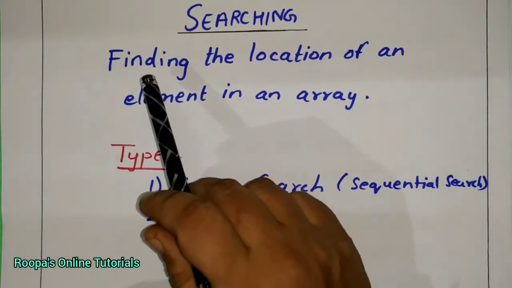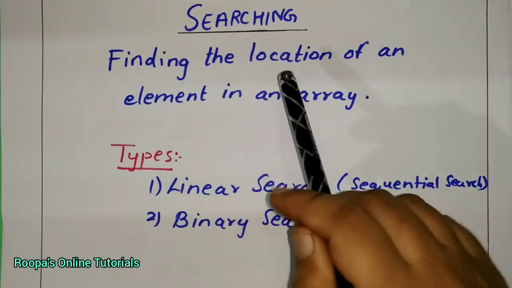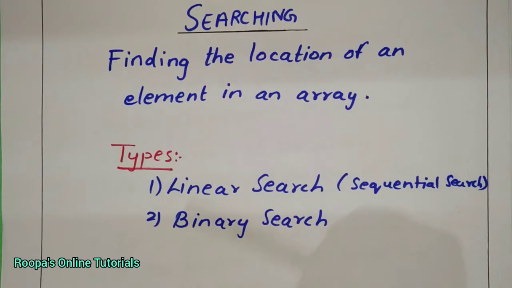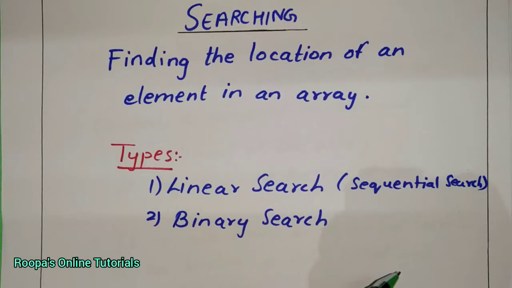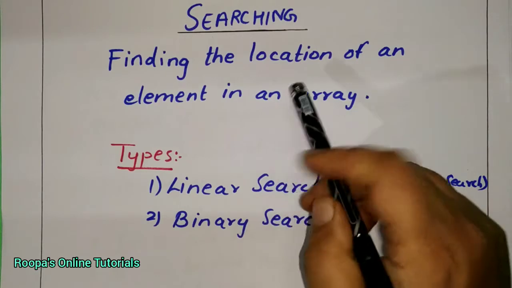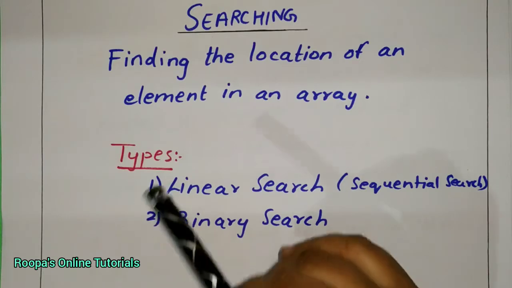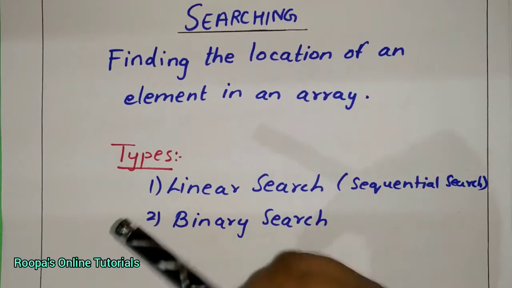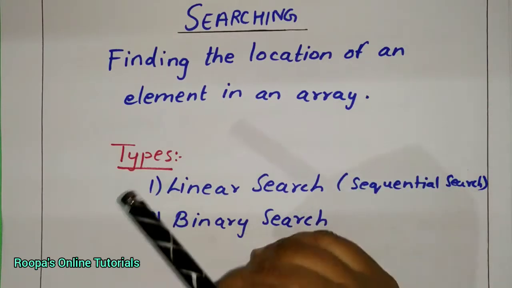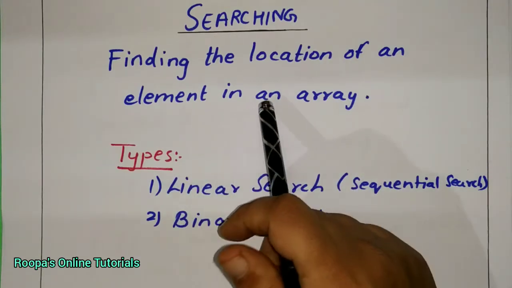The definition of searching here is finding the location of an element in an array. What do I mean by finding the location of an element? I take one element, known as a search element or key element, and I look whether that particular element is present in the array or not, and in which position it is found. If it is not found, I say the element is not present, or the search is not successful. That's what we mean by searching.